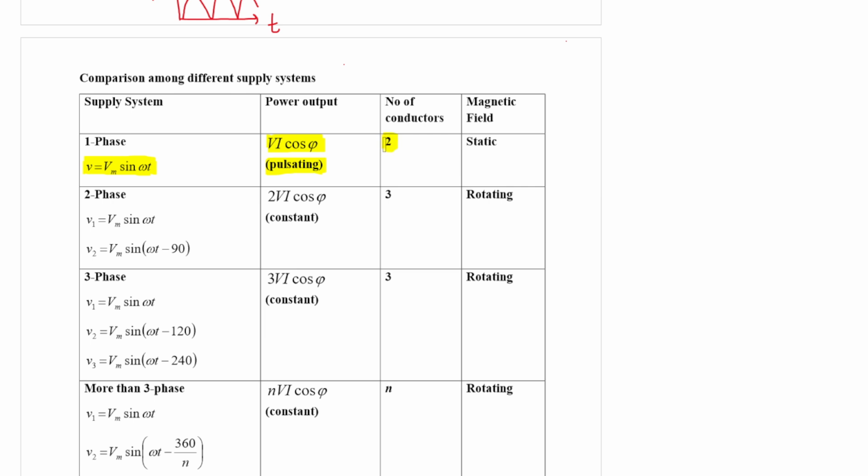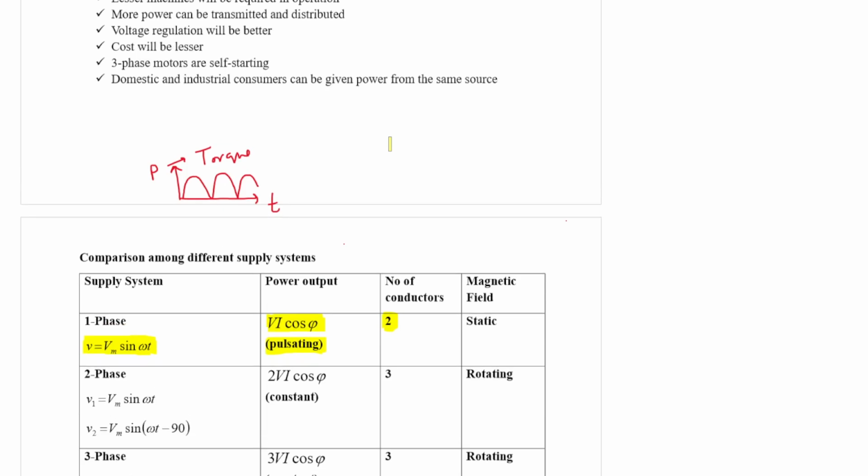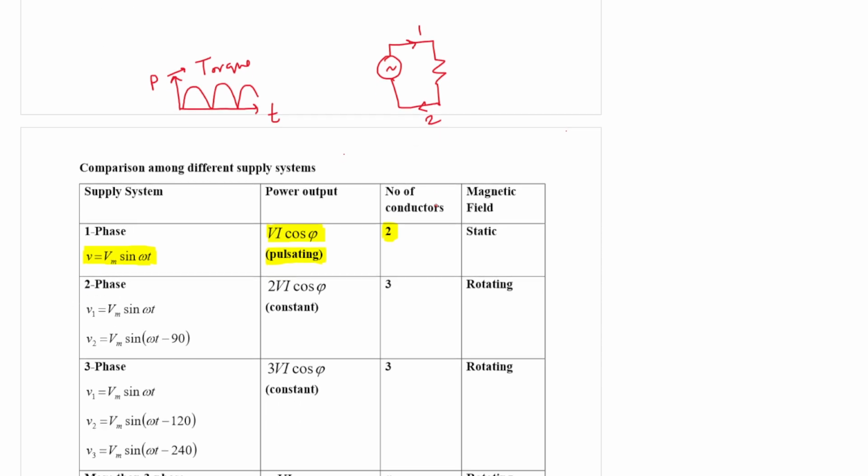That is because one is for, as already explained, one is for this. So if this is single phase, this is conductor number 1 and the return conductor is conductor 2. Now, when the single phase AC supply is there, the magnetic field produced is always static. It is a constant value magnetic field.